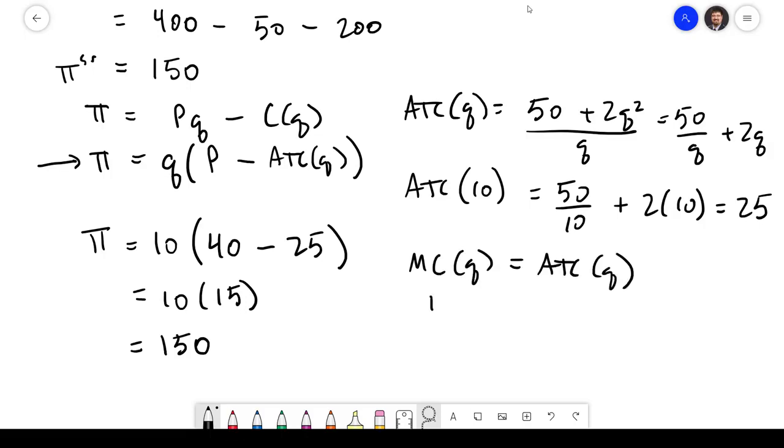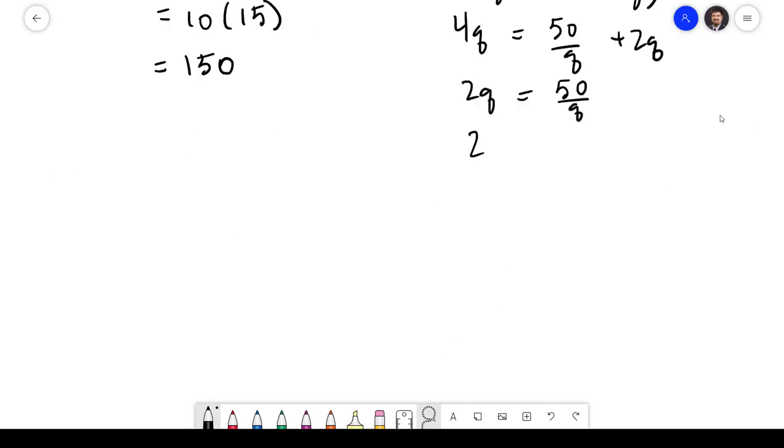Our marginal cost here is 4Q. We set that equal to 50 over Q plus 2Q, our average total cost function. I'm going to subtract 2Q from both sides. That'll give us 2Q equals 50 over Q. Multiply both sides by Q, we get 2Q squared equals 50. Divide both sides by 2 to get Q squared equals 25. And then take the square root of both sides to get Q equals 5.